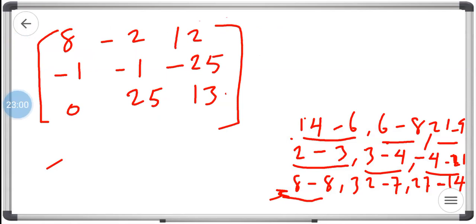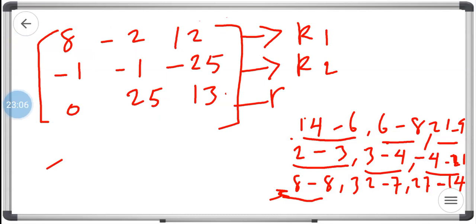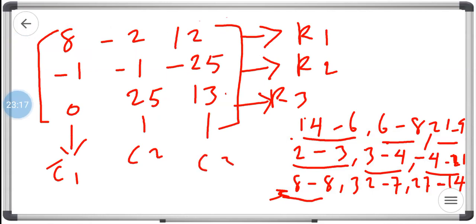We have row 1 here, we have row 2, and we have row 3. And we have here column 1, column 2, and column 3.